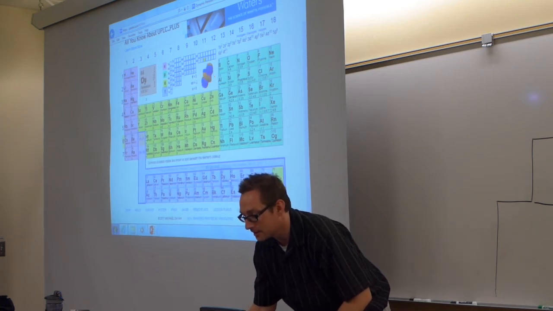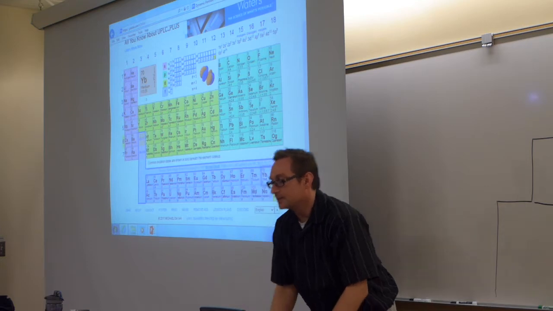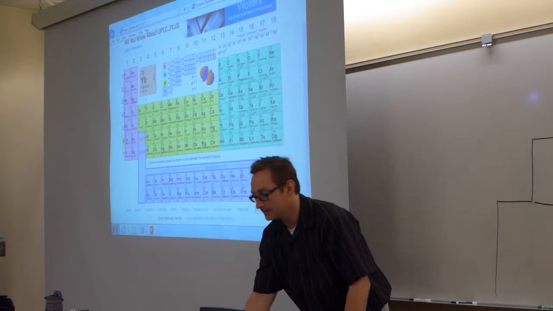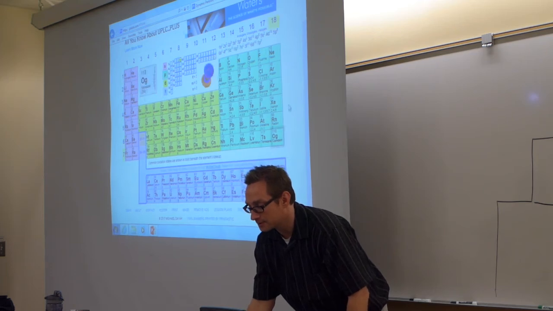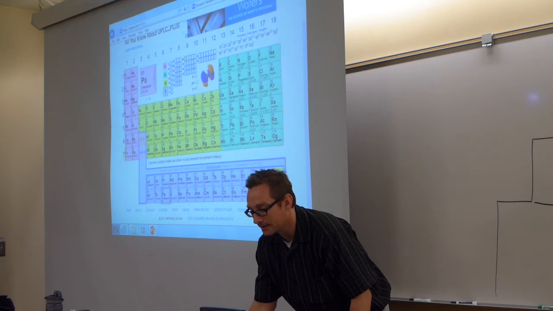I tell my kids all the time, quit acting like an F orbital. You're getting out of control. Your energy level's too high. All right, so the 4F is higher than the 6S. Time to relax back down to a 2p orbital, okay? And emit a photon.